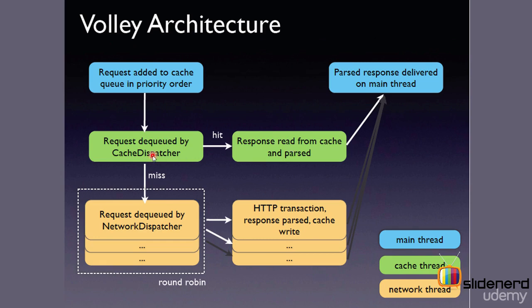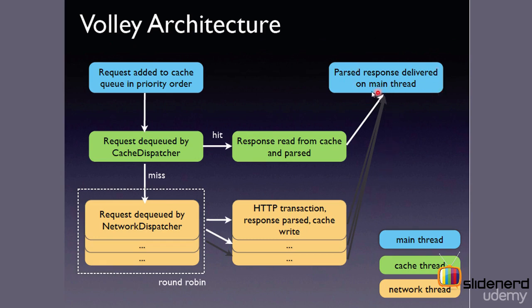But if the cache dispatcher misses or it doesn't find the data that you need within the cache, then the network dispatcher is going to be triggered, which is going to do the HTTP operations like get, put, delete, and it's going to go over the network, get the data that you're looking for, and return that data back to you on your main thread.